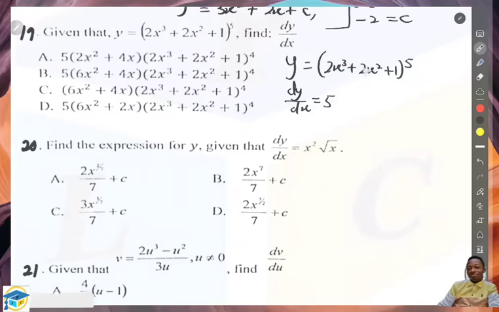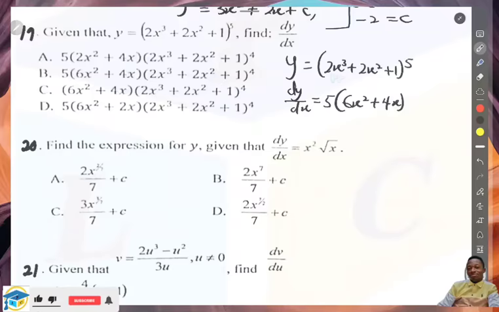You see, we have 2x cubed plus 2x squared plus 1. So I'm going to differentiate this term by term. So I'll have my bracket. Differential of 2x cubed will fetch me 6x squared. Plus differential of 2x squared will fetch me 4x. Differential of 1 is 0, so I won't take that into consideration.